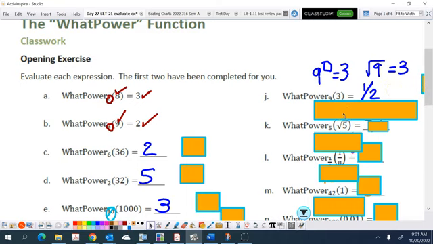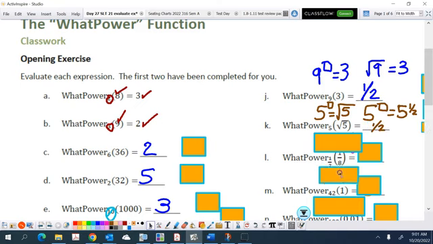What power do I have to take 5 to in order to make the square root of 5? Well, the square root of 5 is 5 to the 1/2 power, so I must be raising that base of 5 to the 1/2 power. For letter L, it's 1/2.